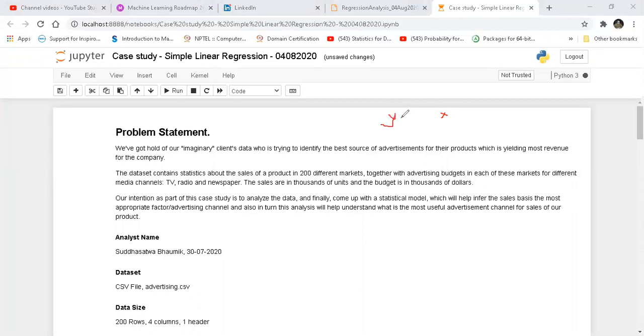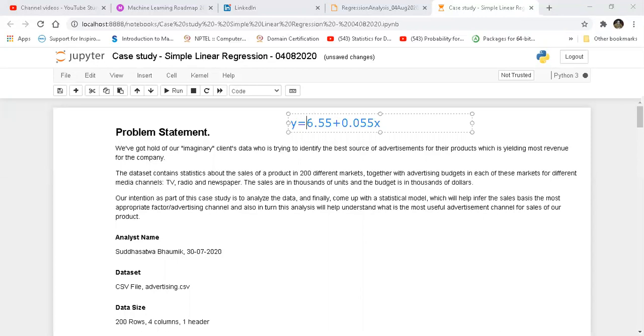So X is in the scale of thousands of dollars, and Y is in the scale of thousands of units. Let me clear this because there's some problem with my mouse. Let me write over here. Y is equal to 6.55, if I'm not wrong, plus 0.055x. This was our expression, right? So for every 1 unit of X, there is this much value for Y. So 6.55 plus 0.055 is 6.65.